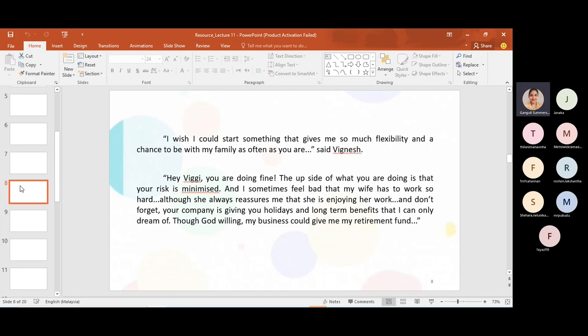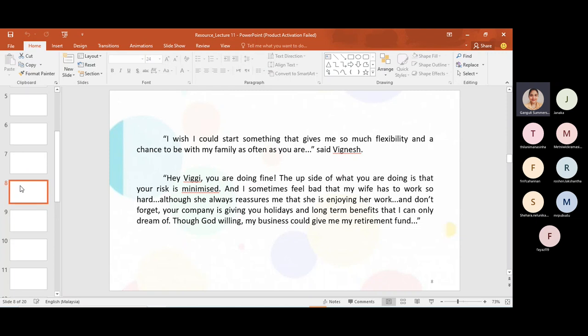Karim also tells Vignesh, do not forget your company is giving you holidays and long-term benefits. When you are working in a company, any company provides you holidays. You are entitled to leaves, right? 7 annual leaves, 7 medical leaves. So you have holidays and long-term benefits when you are working in a company, but you do not have holidays when you are running a business, right? So Karim mentions that as well.